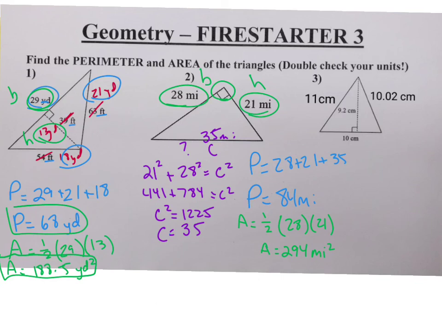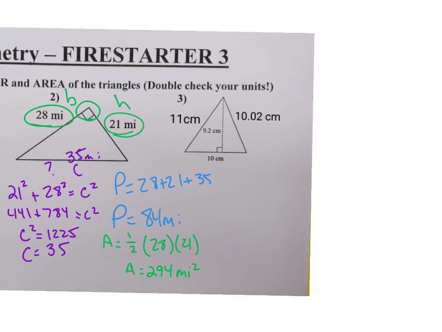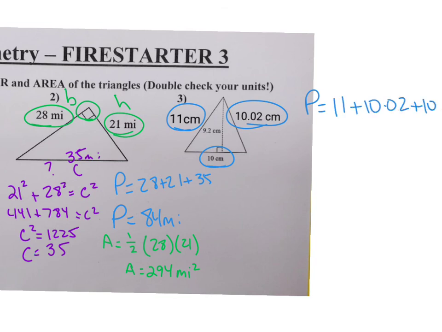Lastly, number 3, pretty easy because I gave you the second and third side. I'm going to find my perimeter first. So that's the outside numbers all being added up. So my perimeter is going to be 11 plus 10.02 plus 10. I end up with my perimeter to be 31.02 centimeters.